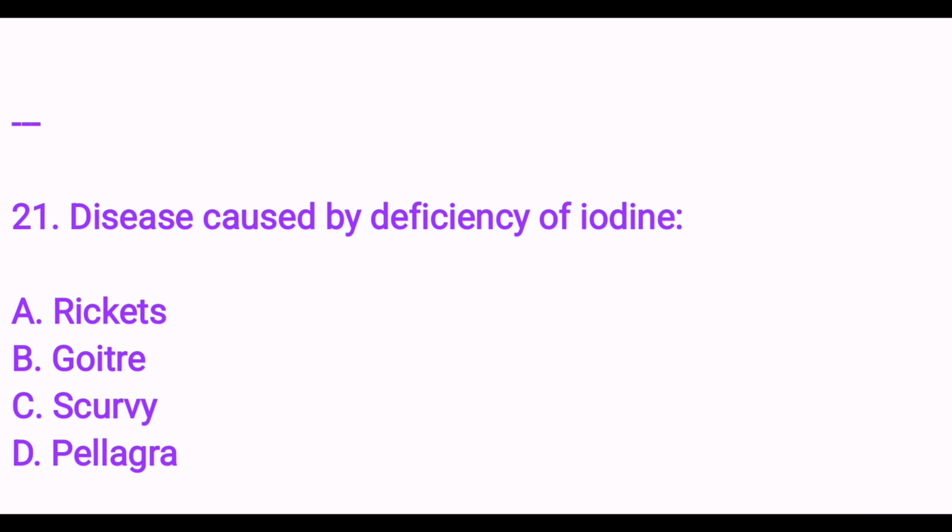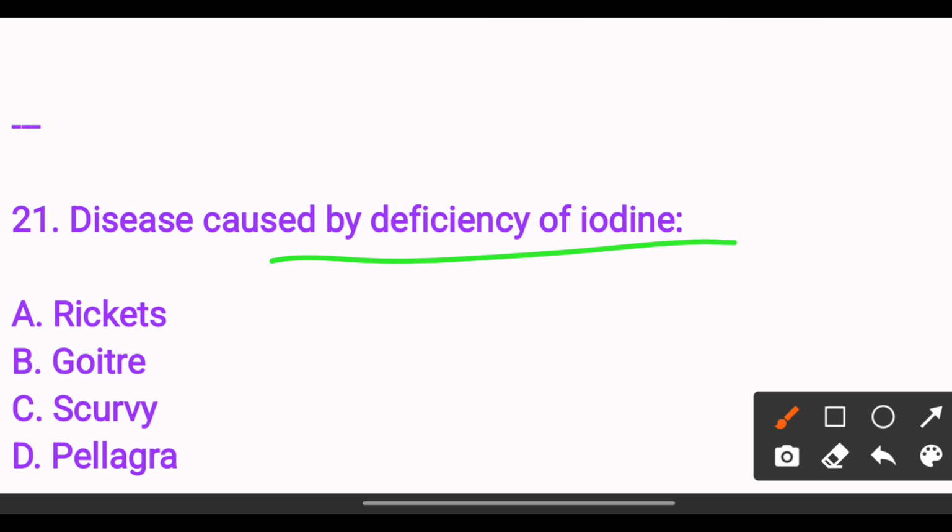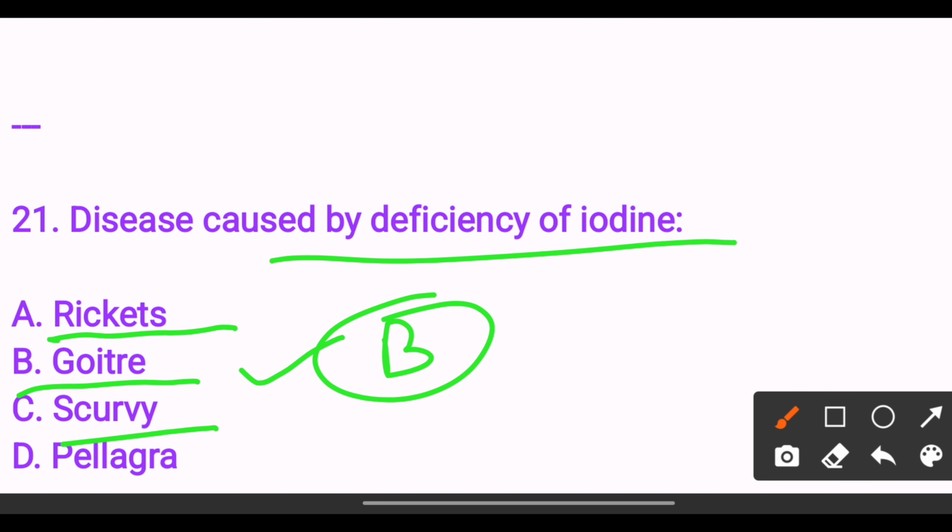Next, disease caused by deficiency of iodine. Option A rickets, option B goiter, option C scurvy, option D pellagra. The answer is option B goiter.